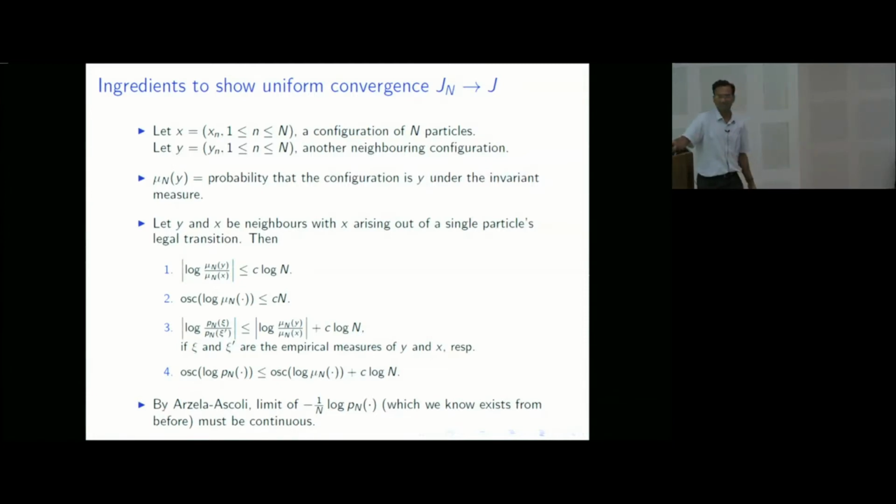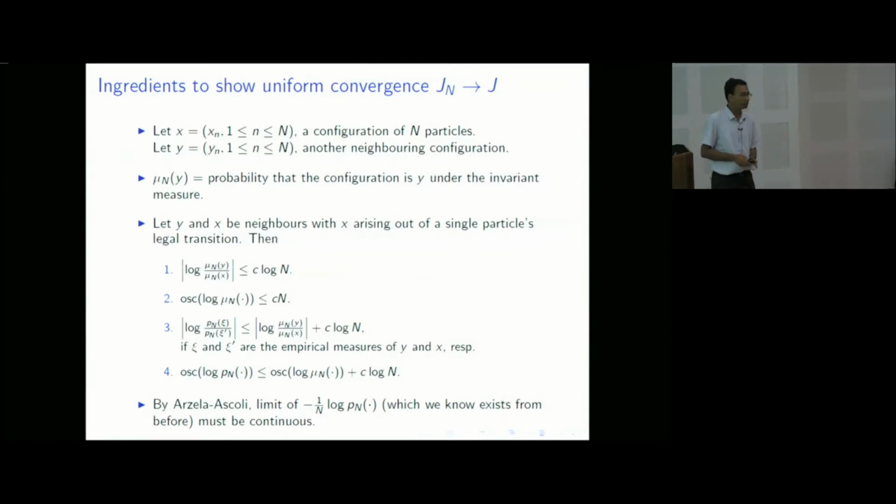Once you have these things, it's Arzela-Ascoli that tells you that any limit point must be continuous, and we know that a limit point already exists. So the limit of this, which we know already exists, must be continuous. So that essentially concludes the proof that J is continuous and therefore justifies the limit, and this large deviations rate function is indeed the Lyapunov function.